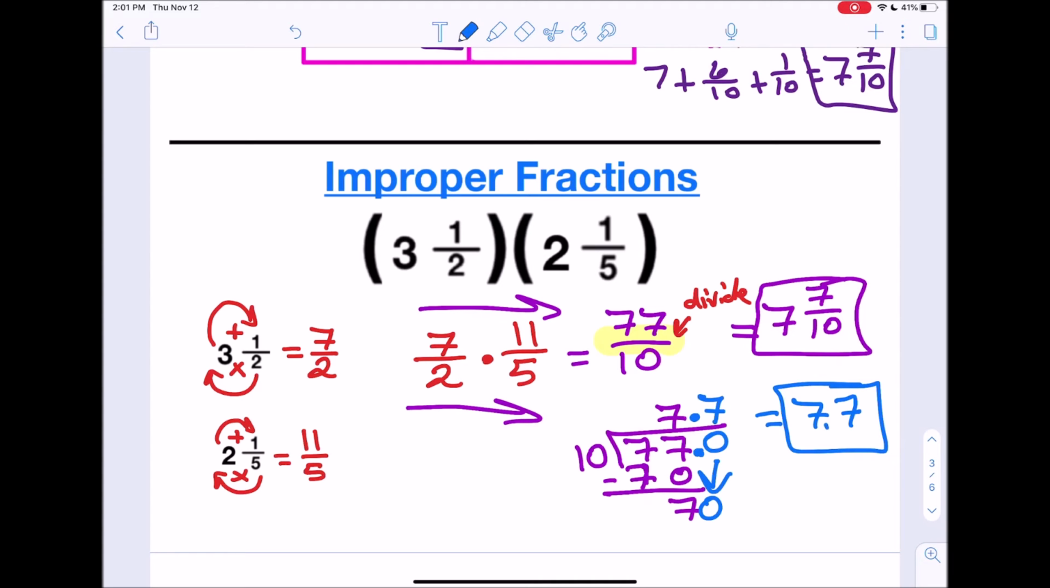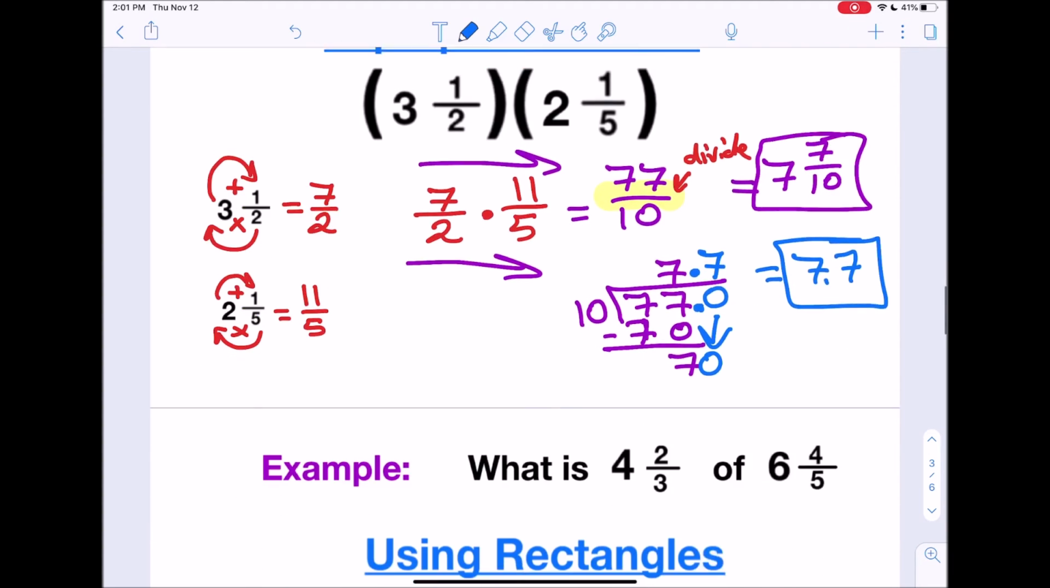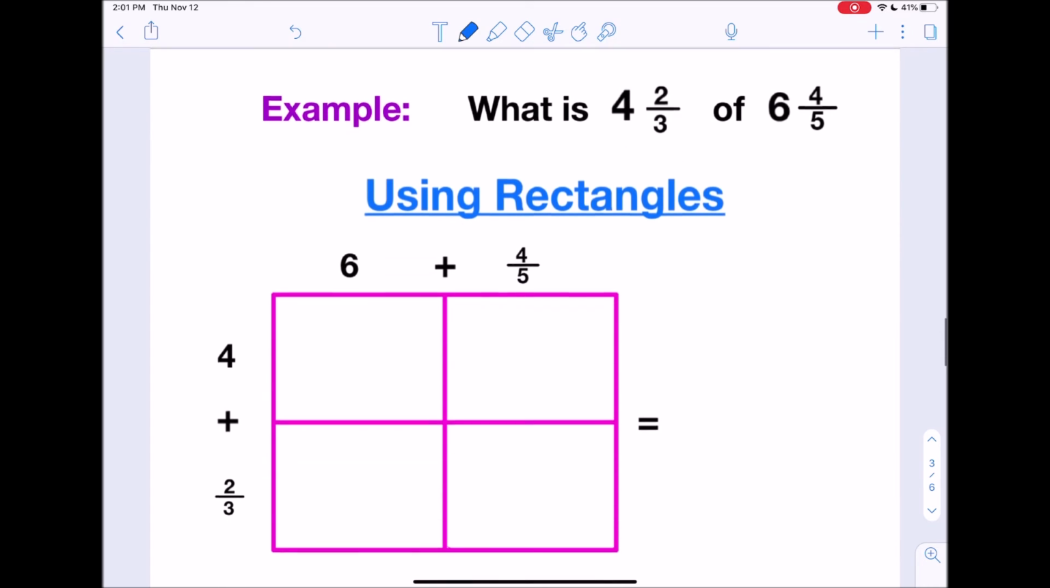All right, moving on to our next example. We have 4 2/3 of 6 4/5. So, once again, we're going to break up the fractions, and we have our 4 2/3 to the side and our 6 4/5 at the top. And now we're going to multiply by the row and the column. So for my first box, the column is 6, the row is 4. So it's going to be 6 times 4, which equals 24.